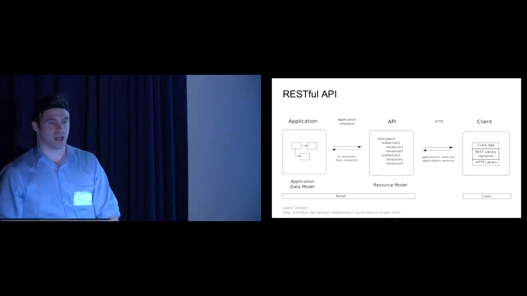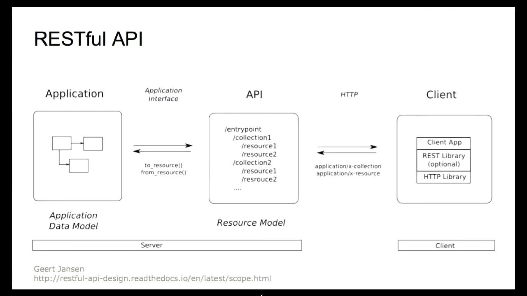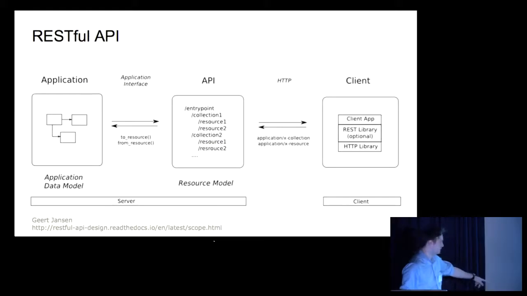So those are the RESTful requirements. So this is what it actually looks like. Now I'll point you to the bottom here. You can see, I don't know if you can see it in the back, but this is, and I'm probably going to butcher the name, Gert Johnson, or Janssen. So this is RESTful API design.readthedocs.io. So this document was basically his thoughts on how they went about designing the Red Hat virtualization API.